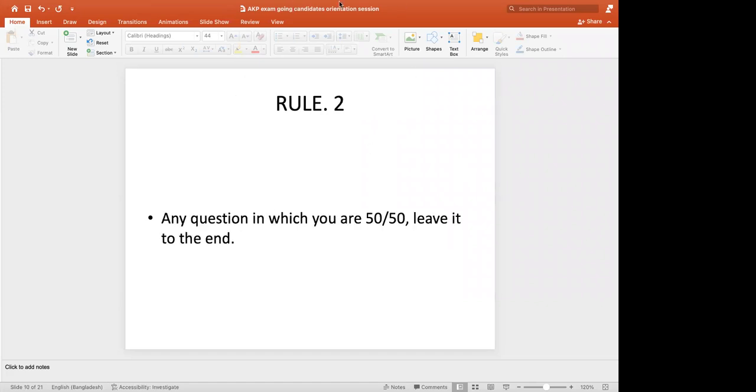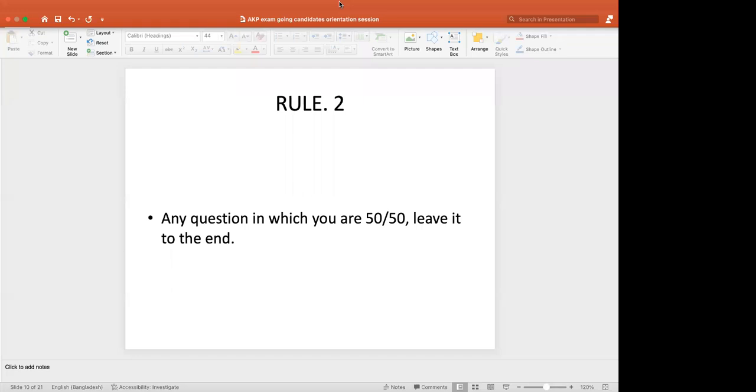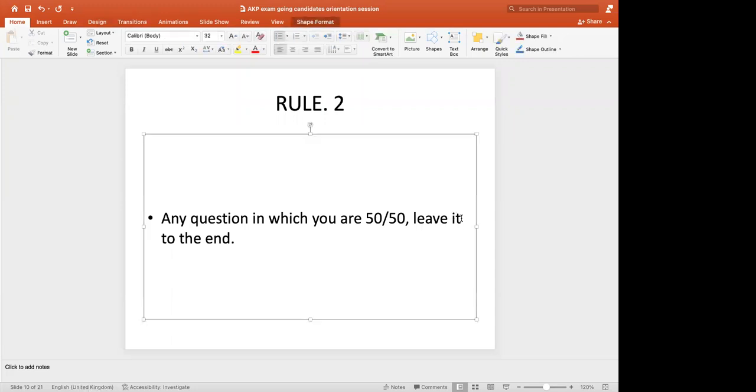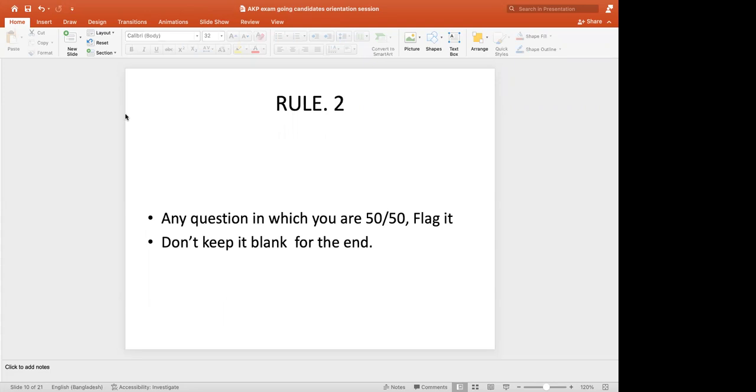Rule number 2: any question, suppose in the exam you are not sure, 50-50, just give an answer which suits you best and flag it, do not leave it. You know there is a red flag in the exam, right? Flag it and come back to it at the end. Don't keep it blank. Because if you keep it blank, maybe you do not find time for revision, and that mark will be cut down. But if you are 50-50 sure, you should at least answer the most correct one and flag it. Don't keep it blank for the end, otherwise your mark will be cut down. This is rule number 2.